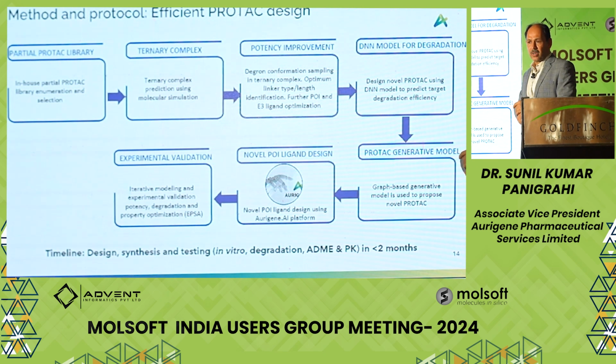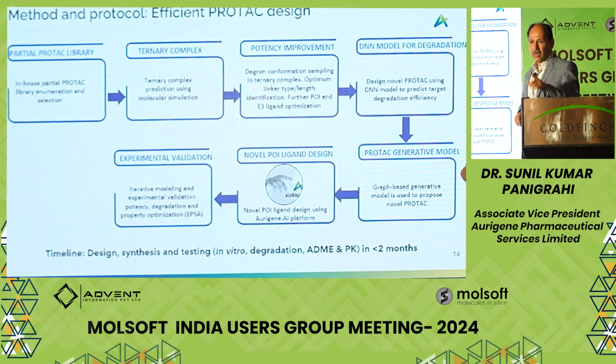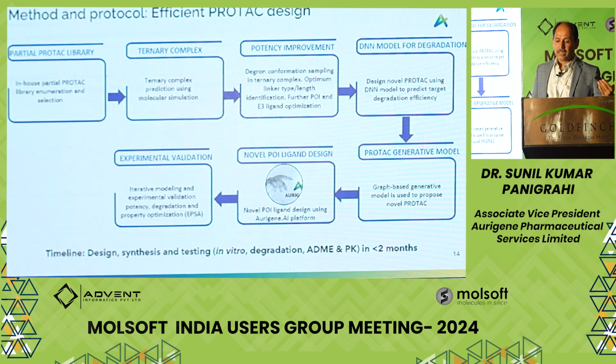We use DNN models for prediction of degradation, followed by generation of PROTACs using generative methods. We design novel ligands for the protein of interest using our AI platform, wherein we have a large amount of data to generate novel compounds for any specific target. Then iteratively we use those data to design. Then our synthetic team synthesizes the compounds. Then we do testing and incorporate the data back into the design cycle. This entire cycle of design, synthesis and testing for this project we finished within a 2-month timeline.